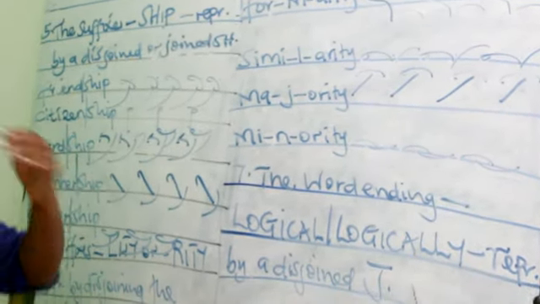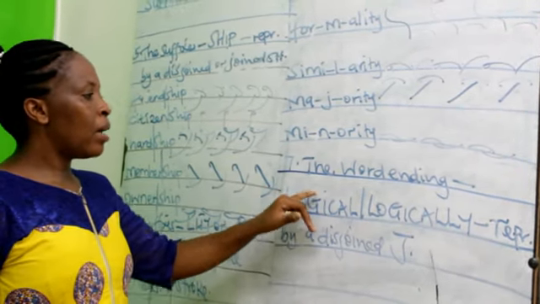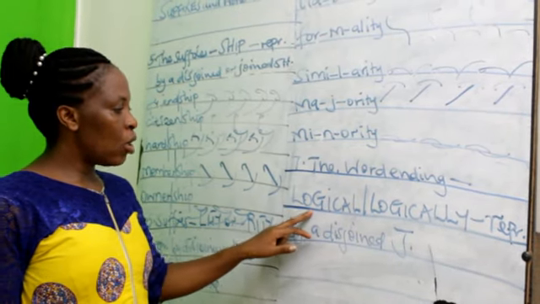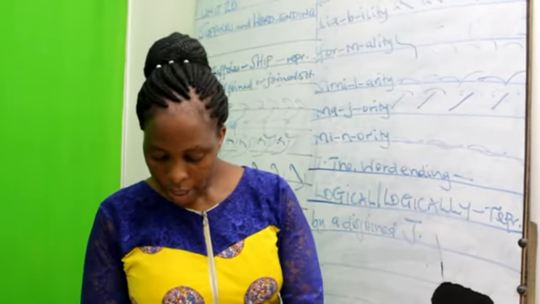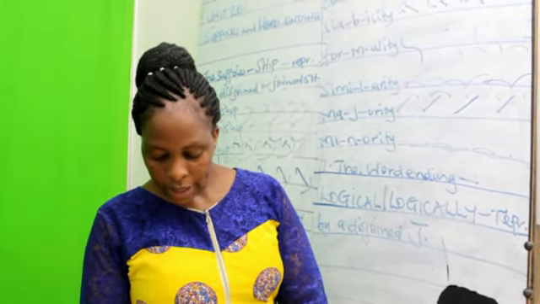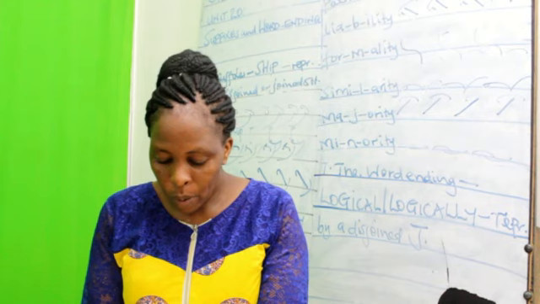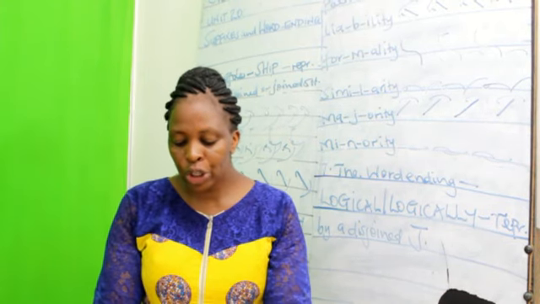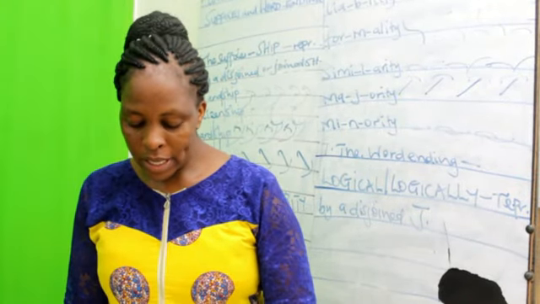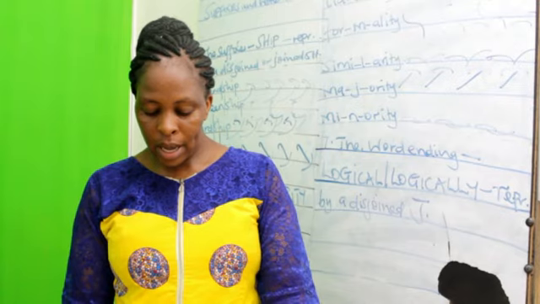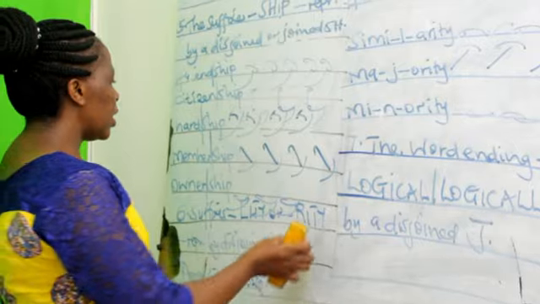And then we have a word heading, a suffix called logical, and logically. Logical and then logically. We are going to see that in such words, we have the word chronological, biological, physiological, psychological. These are the words that you are going to find in that suffix. So we are going to drill them.